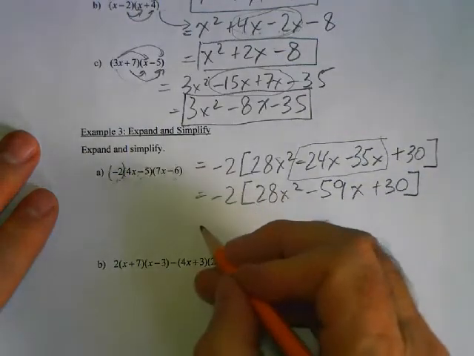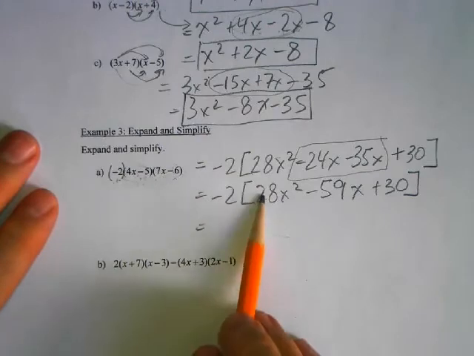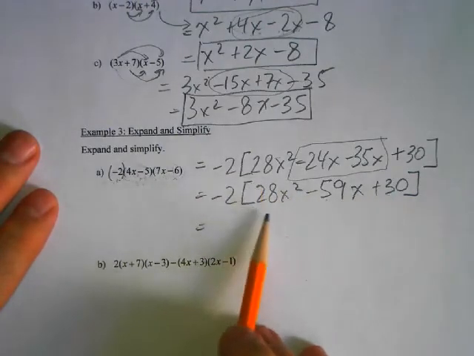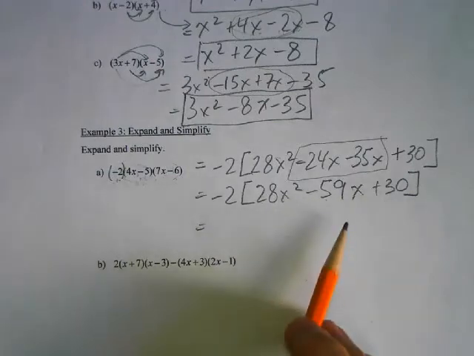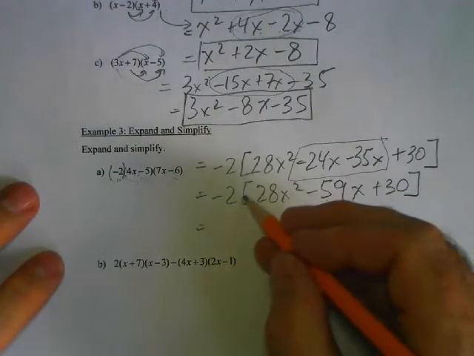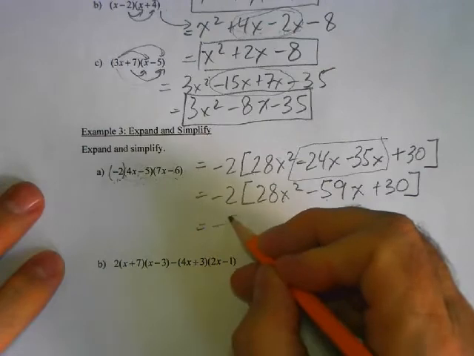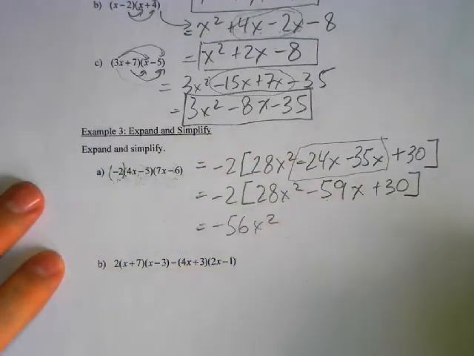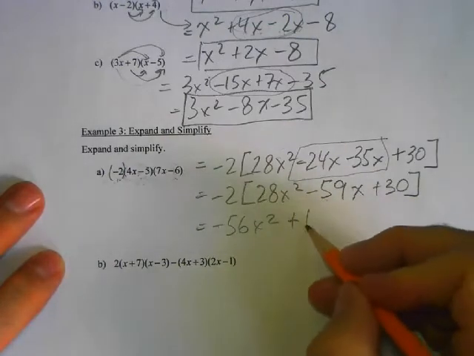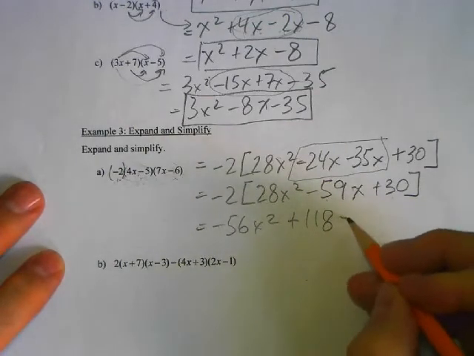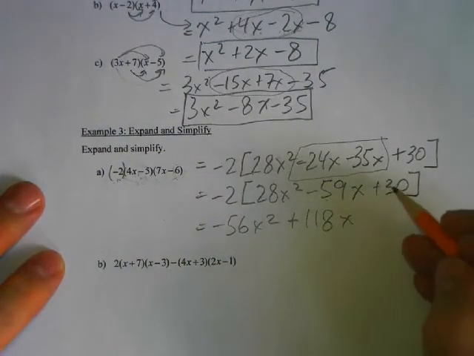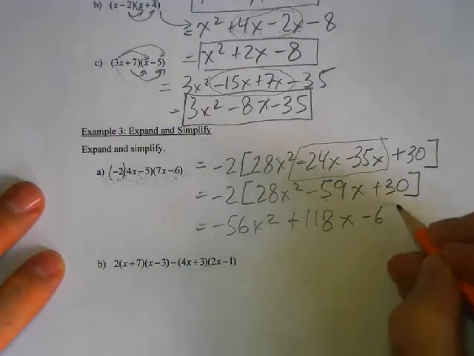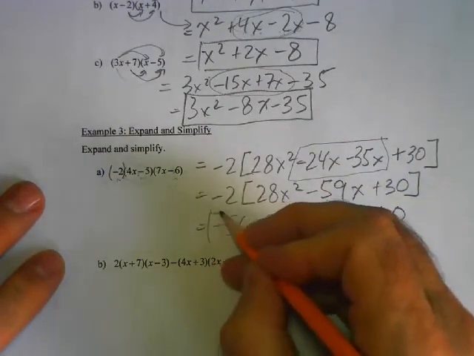So now we can go ahead, multiply each one of these by -2. So that's really just affecting the number part. The variable part doesn't change. So that's going to be -2 times 28, -56x squared. And -2 times -59, that turns to +118. And it's an x, so you're noticing these variables aren't changing. And then -2 times 30 is -60. And that is our final answer.